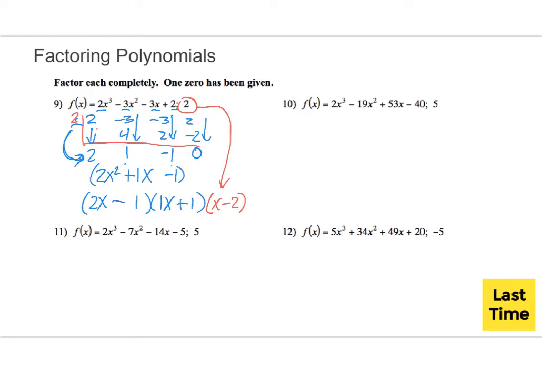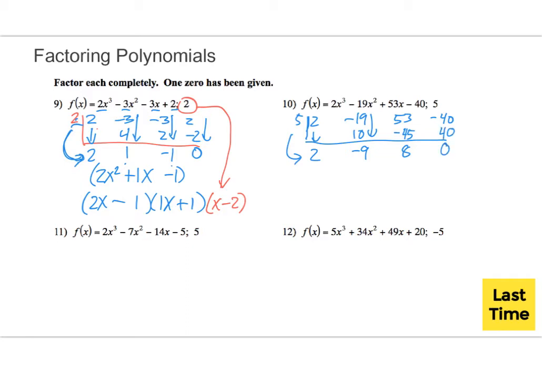For the next one, we're doing the same exact thing, and I'm going to set up my synthetic division, put the 5 out front, 2, -19, 53, and -40. So we bring that 2 down. We multiply. 5 times 2 is 10. Add, we get -9. Multiply, we get -45. Add, we get +8. Multiply, we get +40, and then we get 0.